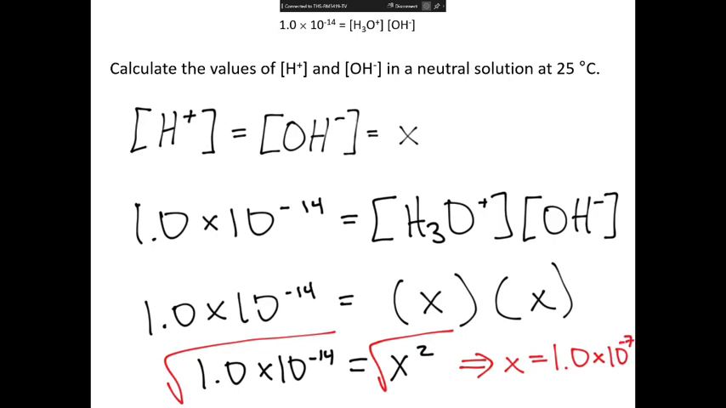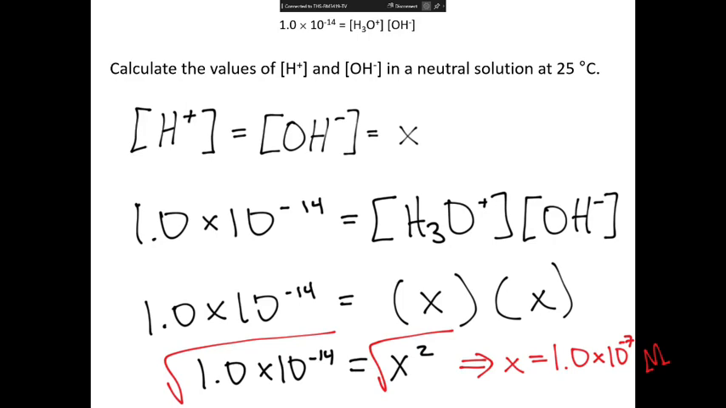So what that means, if the solution is neutral, then the concentration of H3O plus is 1 times 10 to the negative 7th molar. So the unit for this is molarity also. I should put that on the screen there. And the concentration of OH minus is the same.